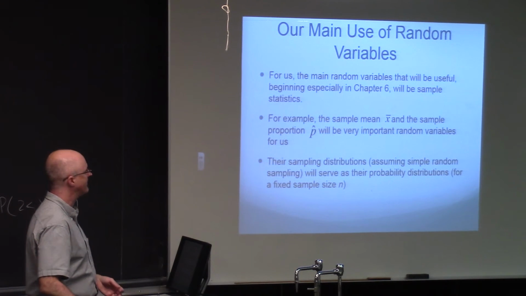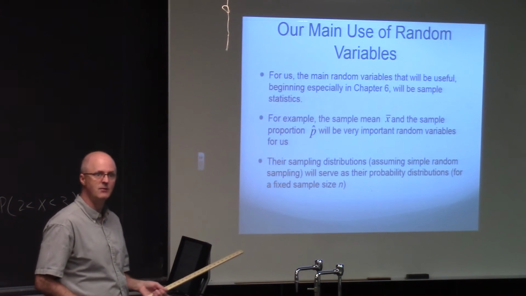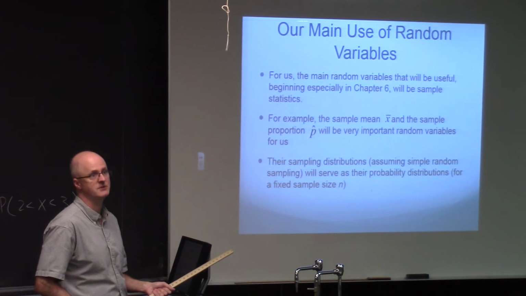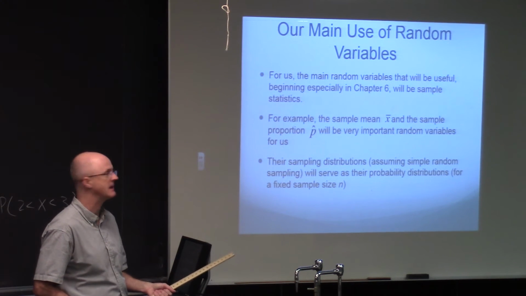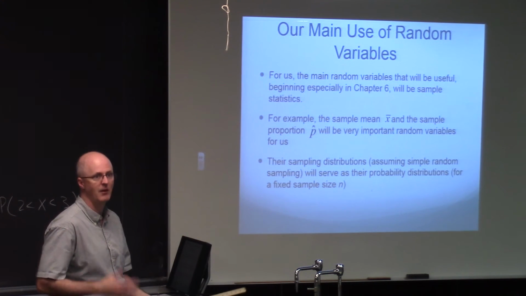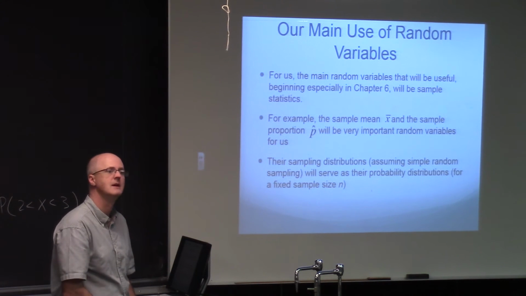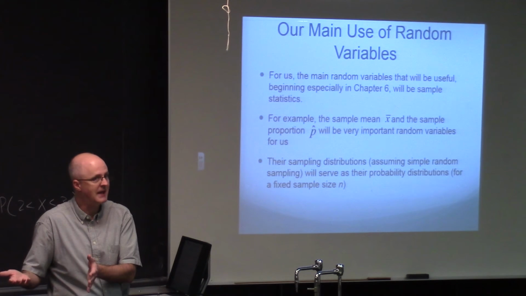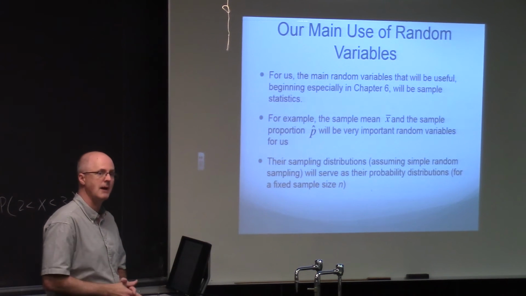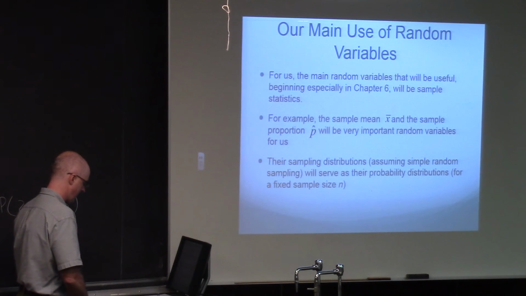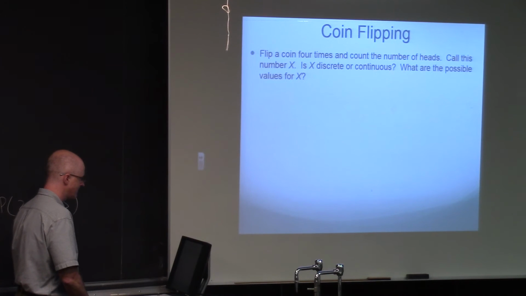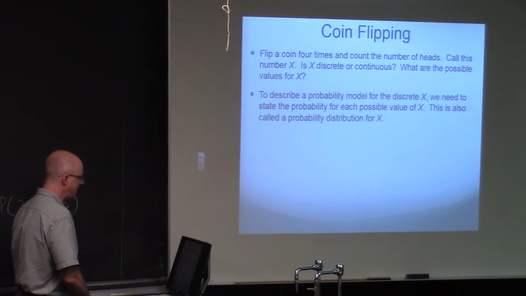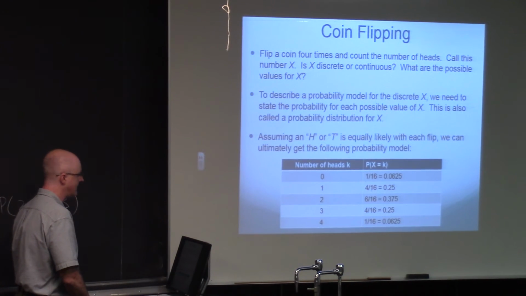Our main use of random variables, in chapter 6 and beyond, will be to describe sampling distributions for sample statistics like p hat and x bar. And we're going to do that some today, also with the law of large numbers and the central limit theorem. Actually, we've already described it for p hat. We're going to describe it for the sample mean x bar today. But we want to understand random variables in more depth in other situations too.